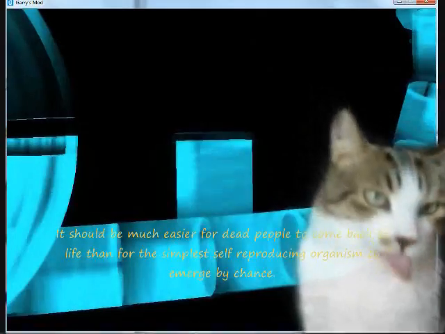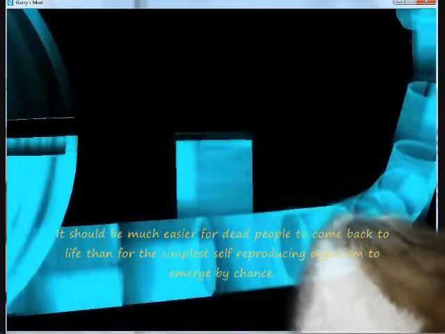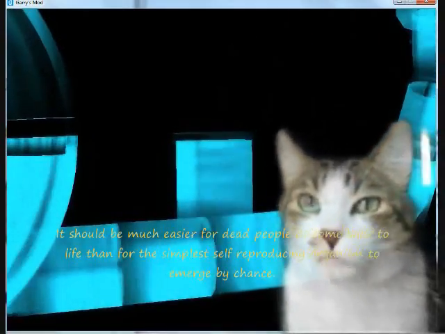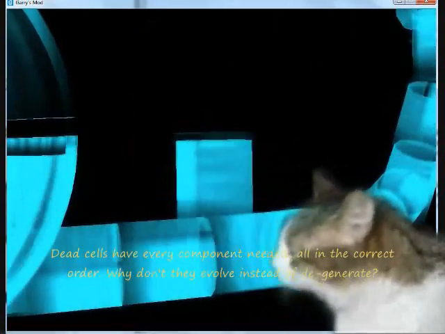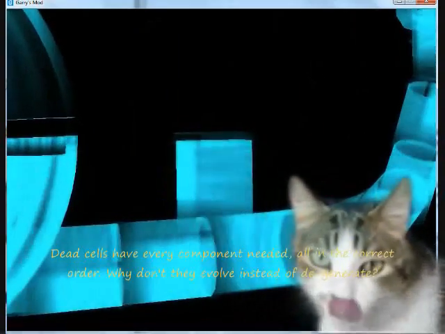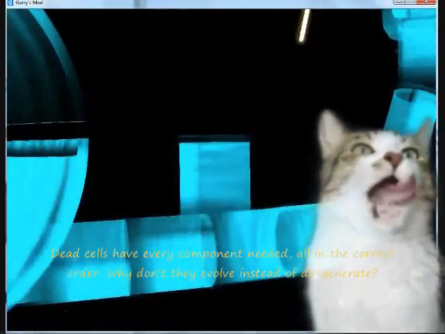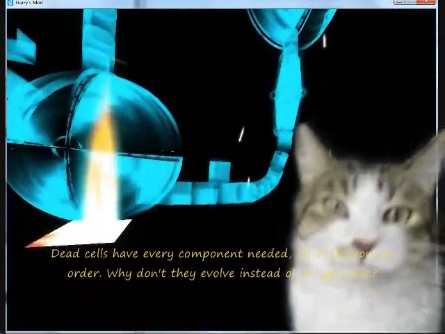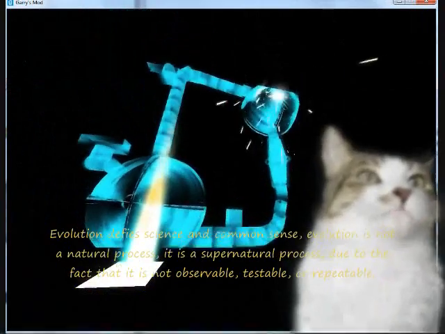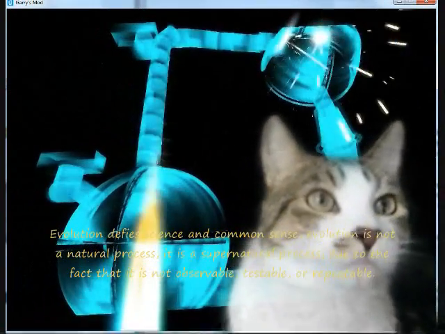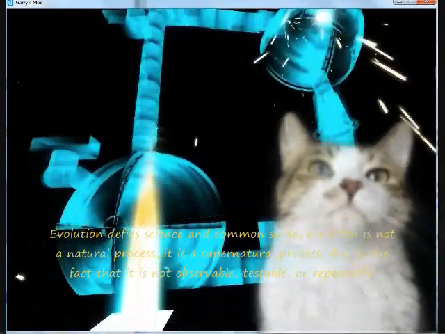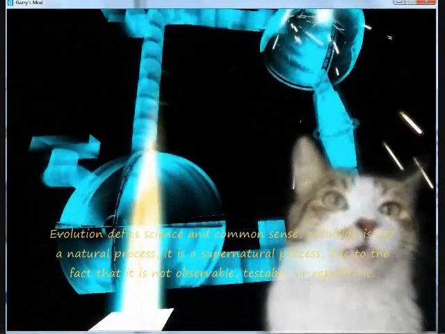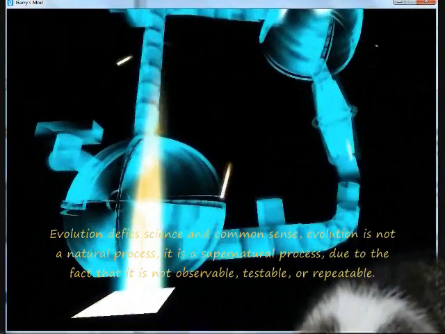It should be much easier for dead people to come back to life than for the simplest self-reproducing organism to emerge by chance. Dead cells have every component needed, all in the correct order. Why don't they evolve instead of degenerate? Evolution defies science and common sense. Evolution is not a natural process, it is a supernatural process, due to the fact it is not observable, testable, or repeatable.